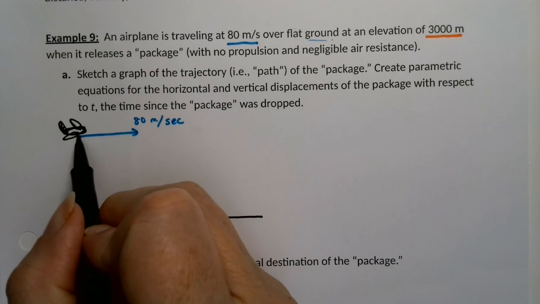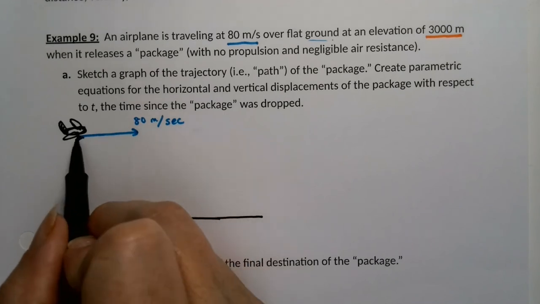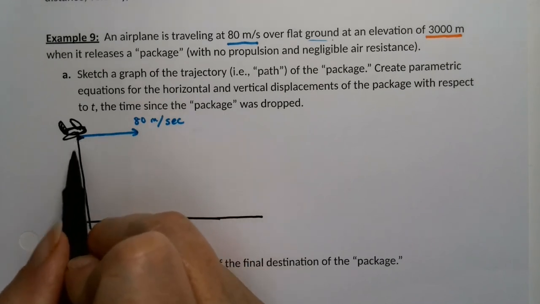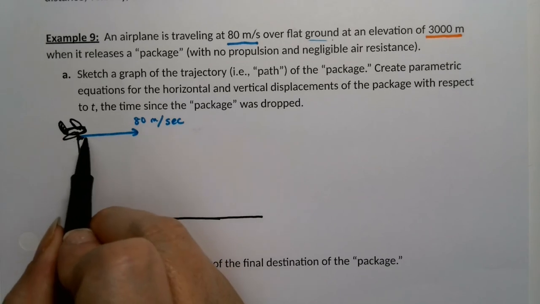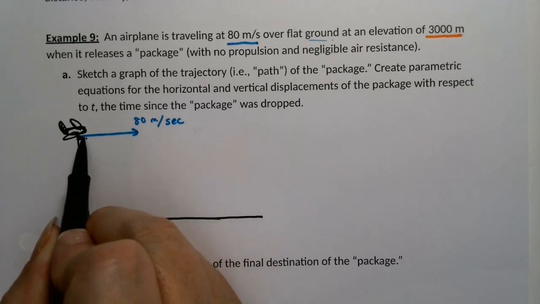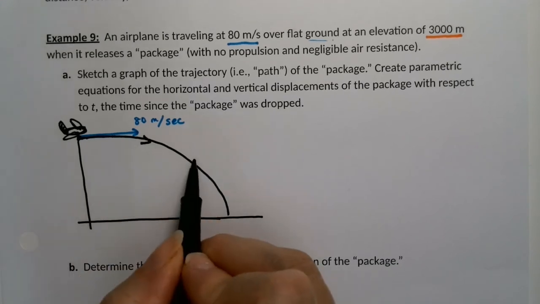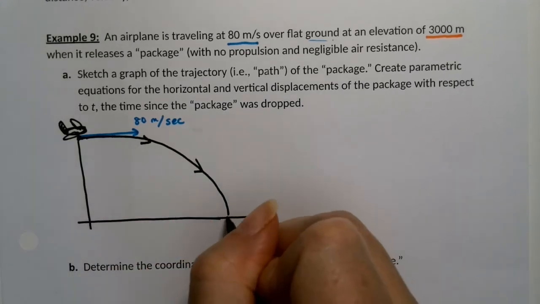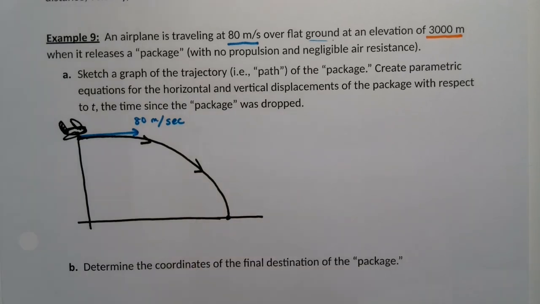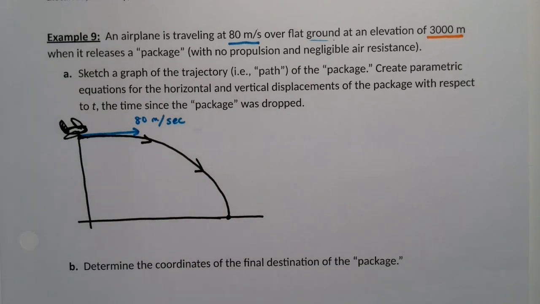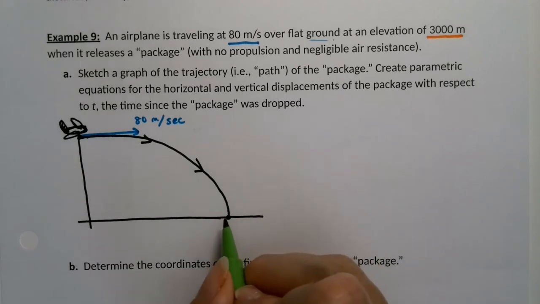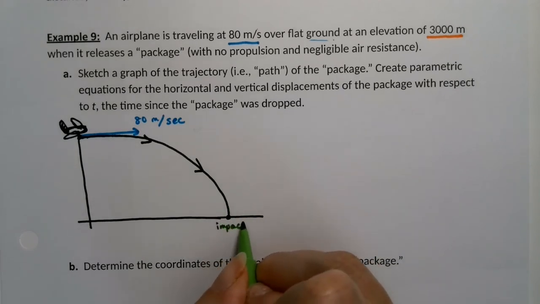All right, so at this moment, it drops a package, and that package doesn't just fall straight to the ground. It has the motion of the plane to kind of nudge it along. So it goes like this, and it travels along that trajectory. Notice the arrows because it's a parametric curve. And then it impacts over here. So that's the point of impact.